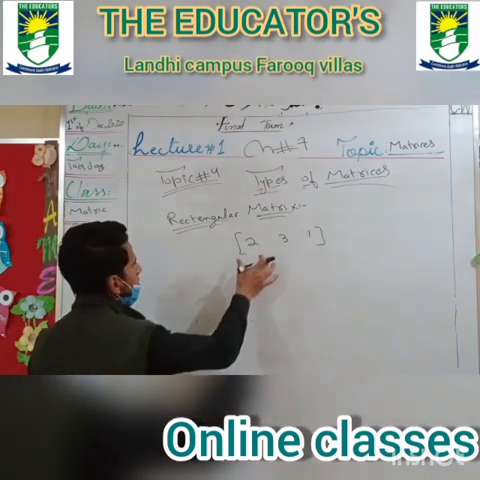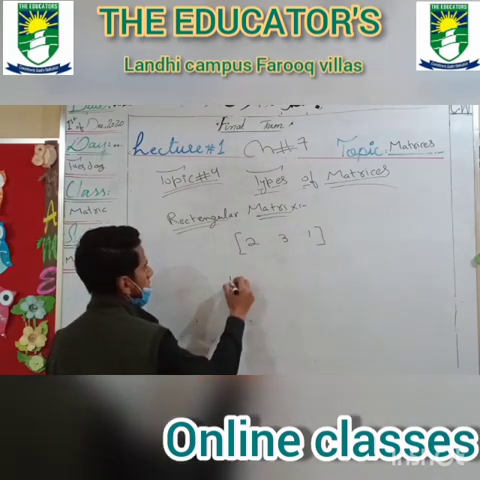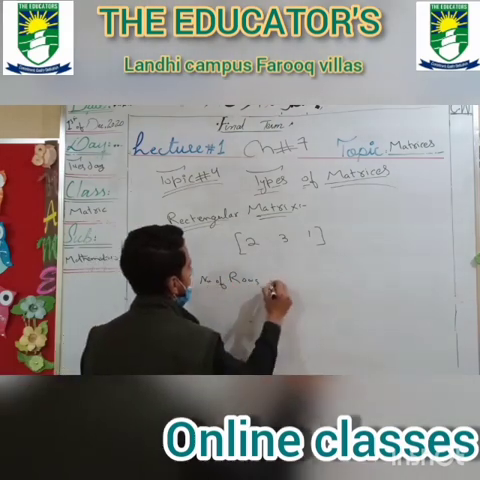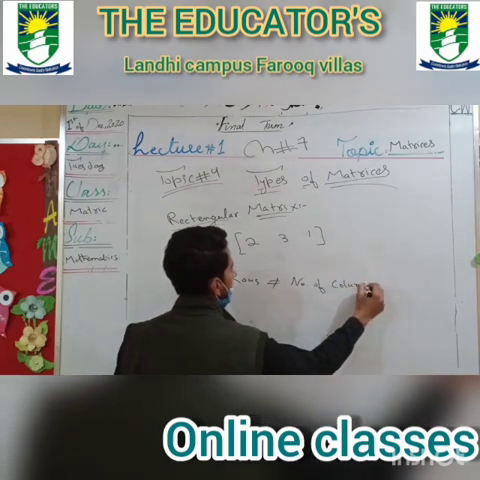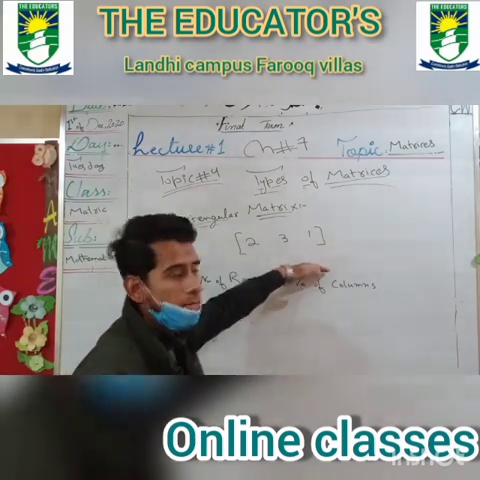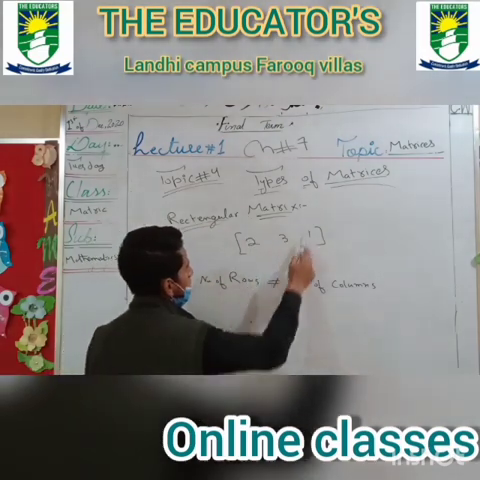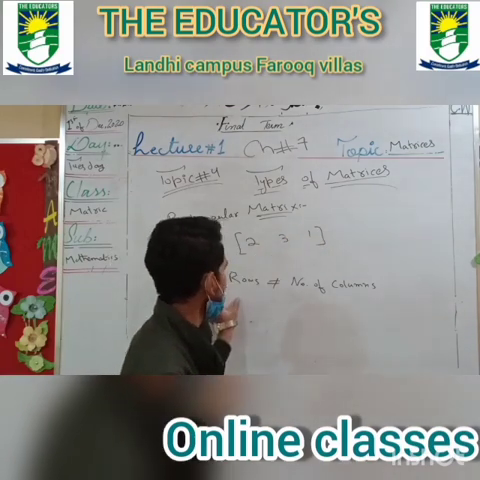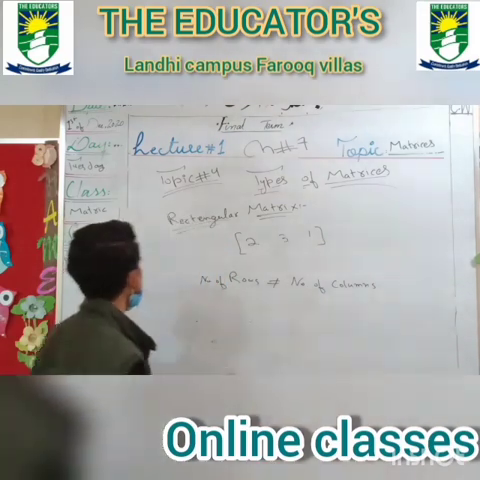If a matrix is termed a rectangular matrix, then it must satisfy this condition: the number of rows is not equal to the number of columns. If you have a matrix and you figure out the number of rows is not equal to the number of columns, then we may term it a rectangular matrix. Here in this case there are 3 columns, 1, 2, and 3, and just 1 row. So the number of columns is not equal to the number of rows, so it is said to be a rectangular matrix. Now let's move to type number 2.